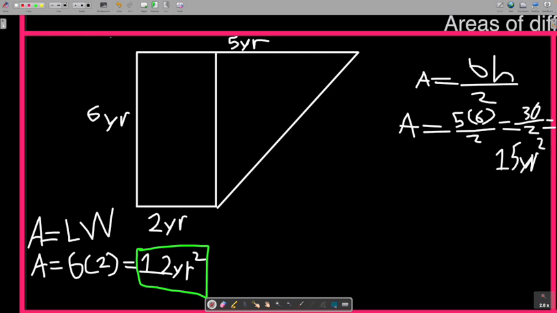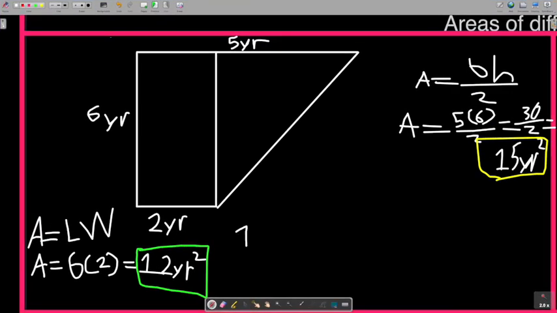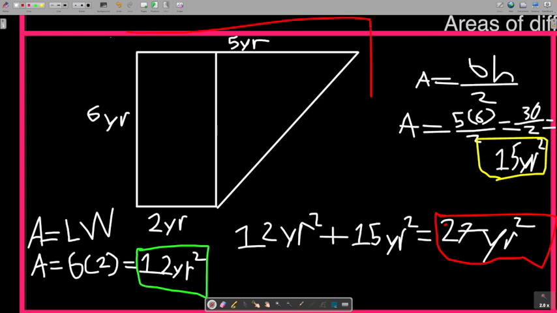And now what do we do? We have to add these two values. So the area of the rectangle is 12 yards squared plus the area of the triangle, the right triangle, which is 15 yards squared. 12 plus 15 is 27. So we have 27 square yards. So that's the answer. That's the area of both the rectangle and the triangle combined. This compound shape.